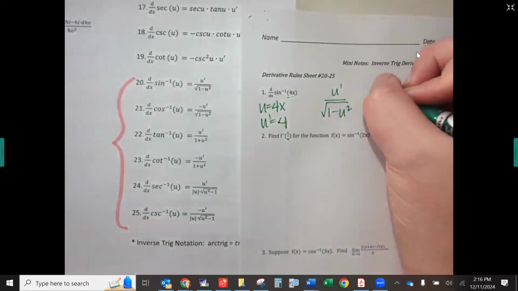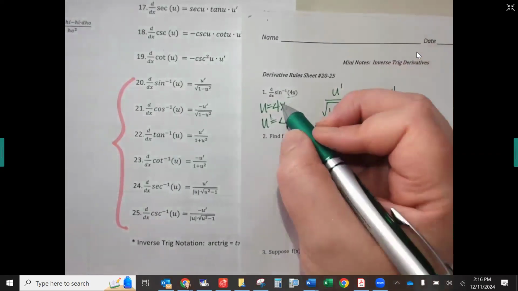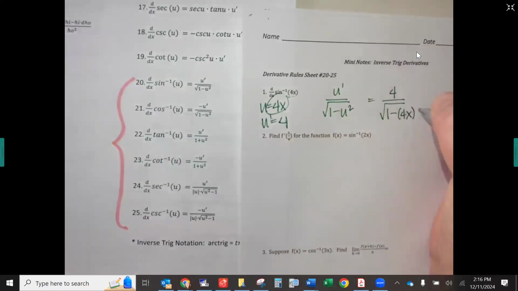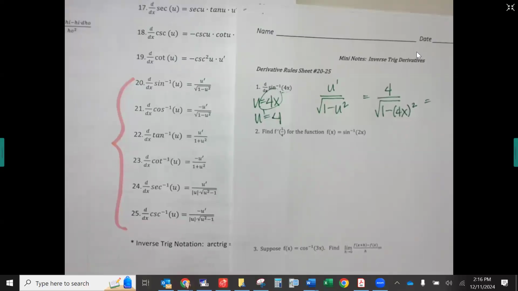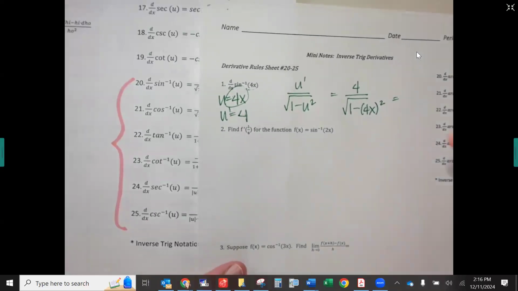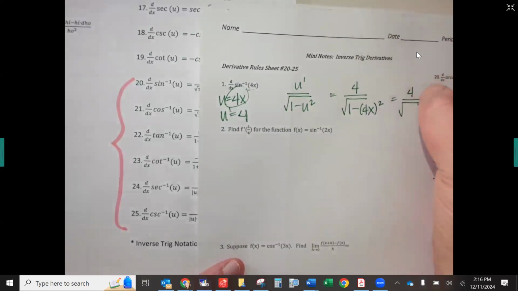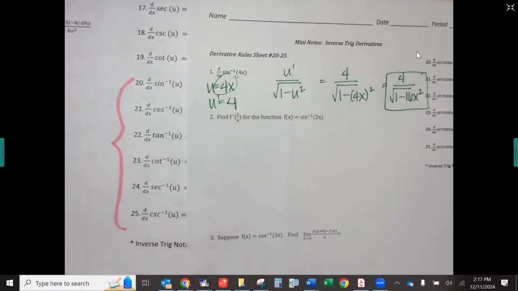And then you're just going to plug those pieces into the derivative rule. So if it's u prime, that would be a 4 on top over square root of 1 minus u squared, which would be 4x squared. And then from there, they probably won't leave it like that. 4x, if you square it, what would that come out to be? 16x squared. So your final answer would be 4 over square root of 1 minus 16x squared. Make sense? So identify your u, find u prime, and then just use the formula off your rules sheet.